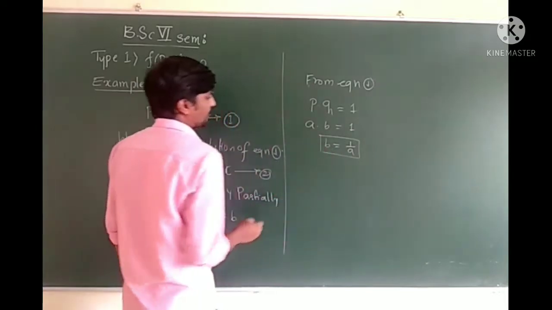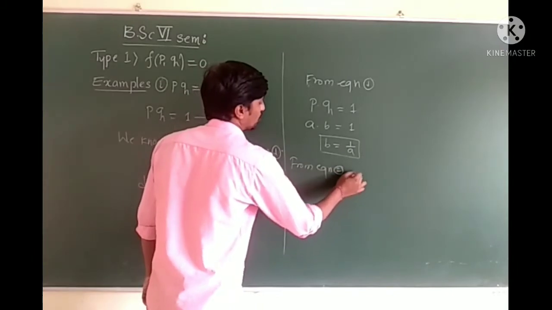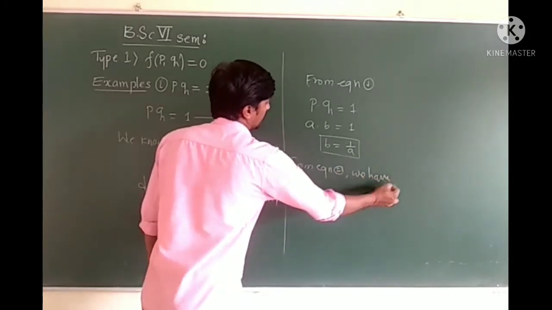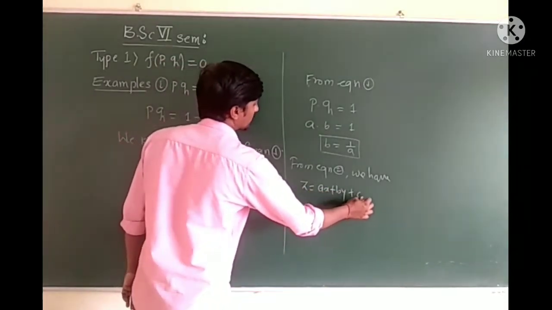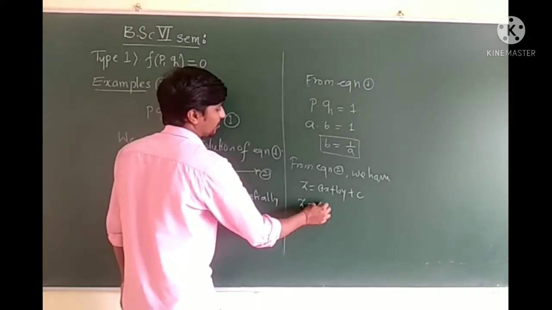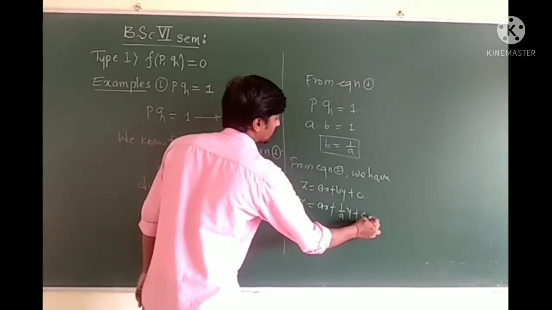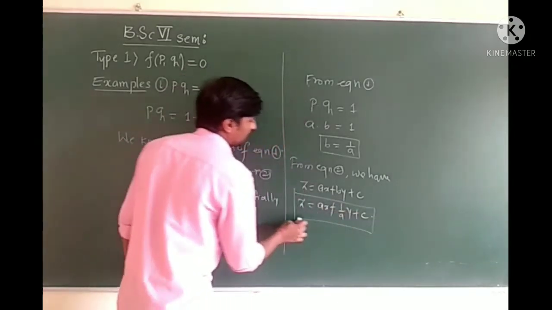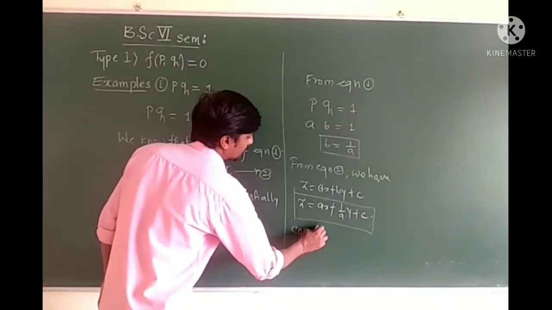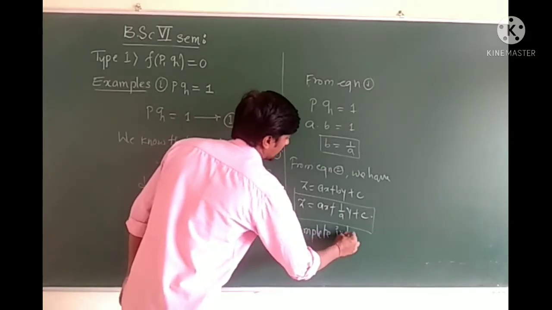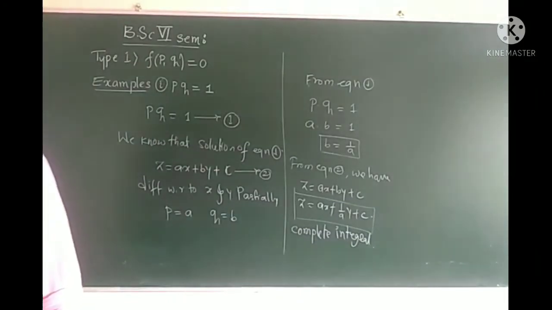Now from equation 2 we have z equal to ax plus by plus c. Here z equal to ax, but what is the value of b? b is 1 by a, so z equals ax plus (1 by a) into y plus c. This will provide the complete equation, otherwise we can say that it is the complete integral. Note down this point here.